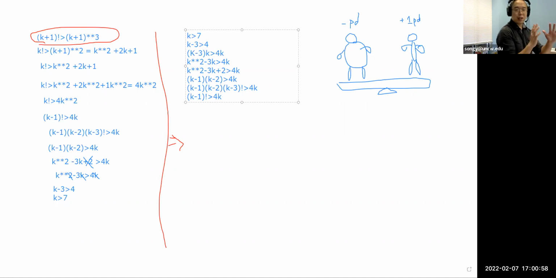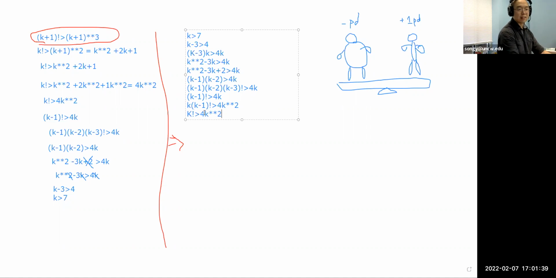Okay, so I'm building starting from k greater than 7. Now I'm building toward what I want to prove, which is k plus 1 factorial is greater than k plus 1 cubed. So what's the next part? I want to multiply k on both sides. So k multiplied by k minus 1 factorial is going to be greater than 4k squared, because I'm multiplying k on both sides. And after that, this becomes k factorial is greater than 4k squared.